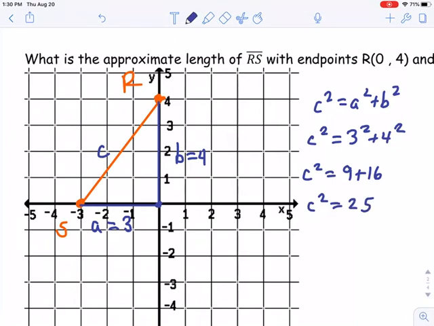So we do it, plug it in, do some computations. We get C squared equals 25. Take the square root of both sides. C equals 5. That right there. All right.